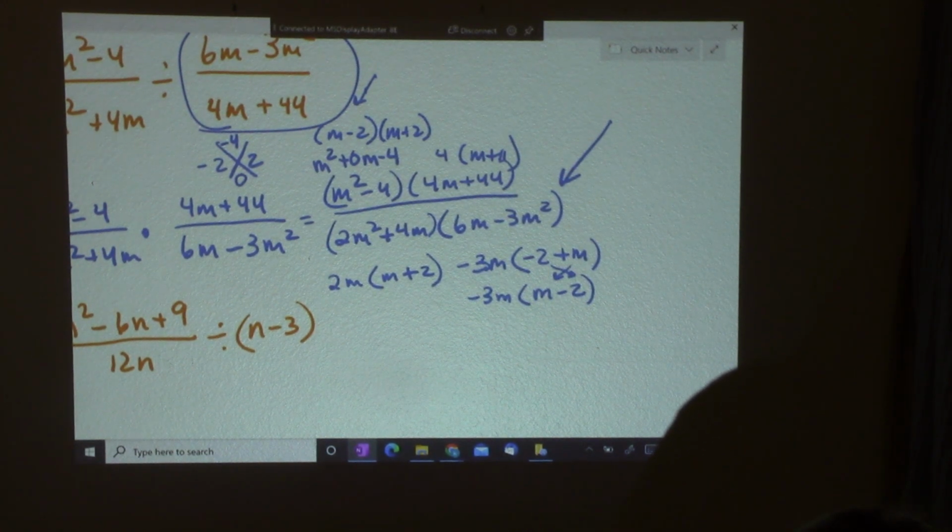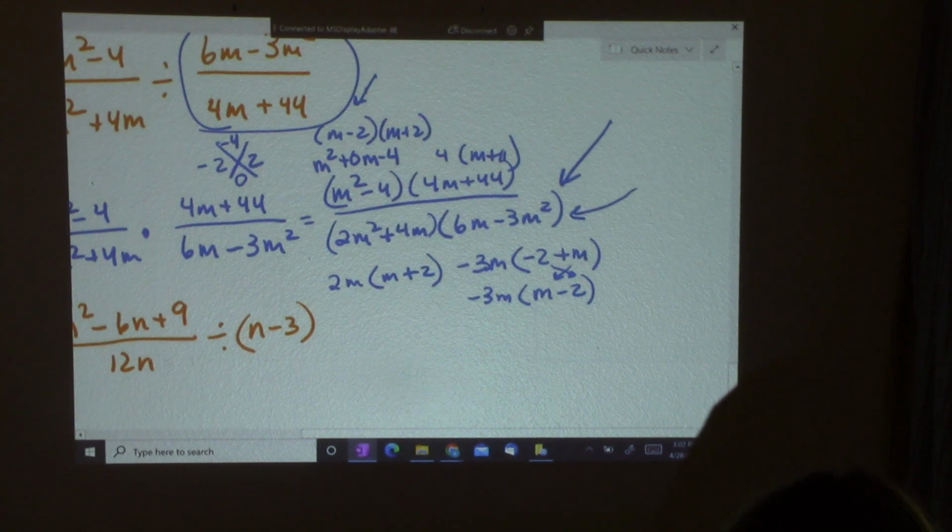So I was looking here, and I could see that I would end up with a negative m term. And I didn't want that. So that's why I chose to factor out the negative 3m. Not just 3m, but the negative one. So I would end up with a positive answer here for m. And that will allow me to cancel. I hope you're with me on that. Okay?